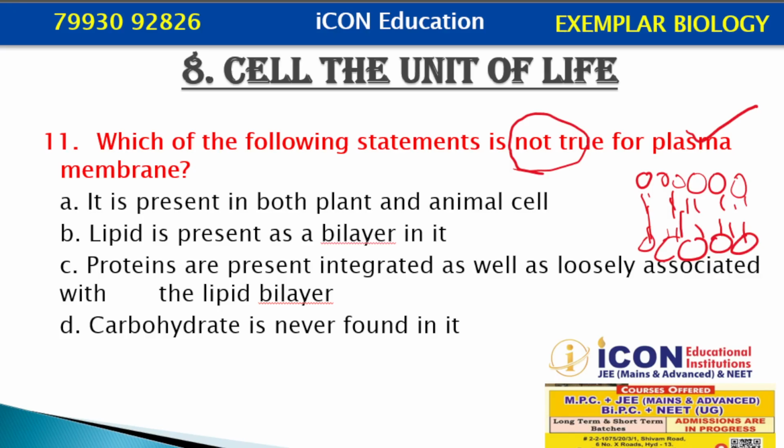This is also true because two types of proteins are there, that is surface protein and the proteins embedded within the bilayer. Intrinsic and extrinsic proteins are present within the bilayer. So this is also a correct statement. Look at the fourth option, carbohydrate is never found in it. This is an incorrect statement, not true for plasma membrane, because we know that glycoproteins and glycolipids are there. Carbohydrate is found in the plasma membrane. So carbohydrate is never found is a wrong statement.